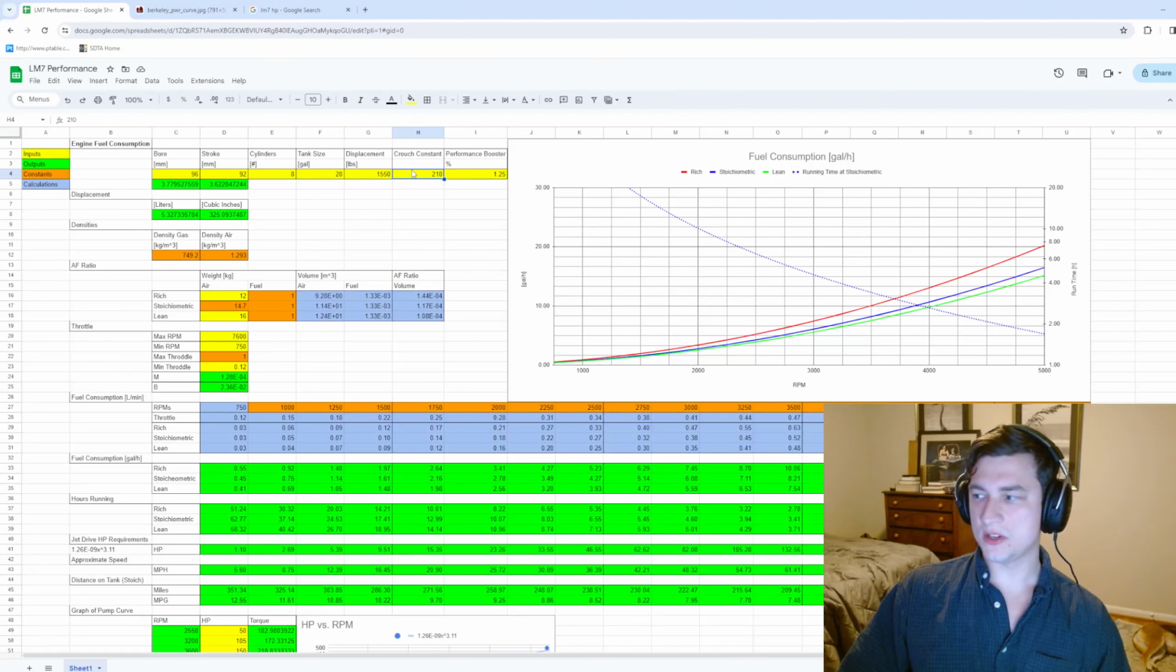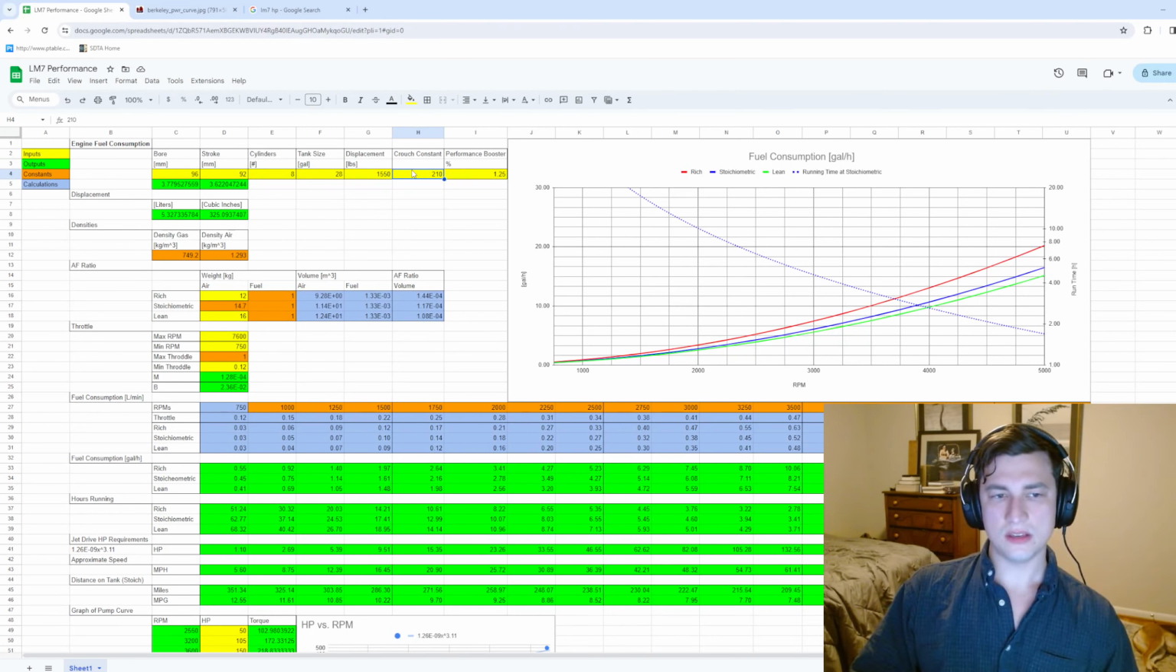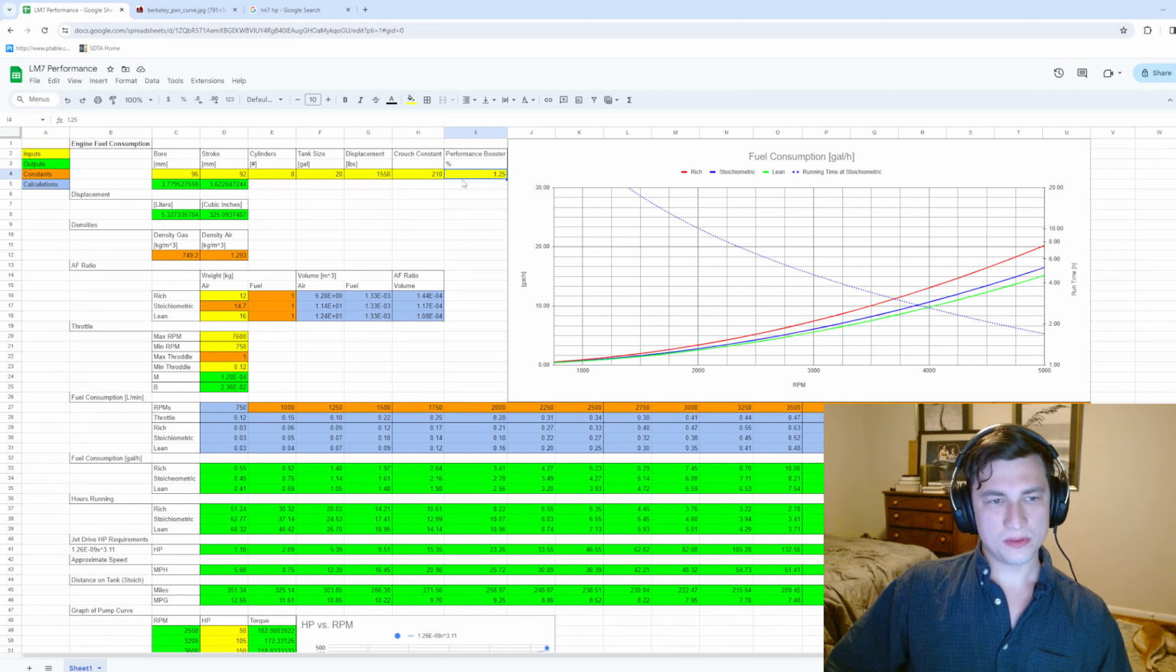Of course, that can be changed once we experimentally find out the correlation between RPMs of the engine and the speed of the boat. And then performance boost is the approximation of how much performance our engine gained. So the stock would be one. I assume we have about a 25% increase based off of the dual plane intake manifold, oversized carburetor, the Zoomie headers, and the stage two camshaft.